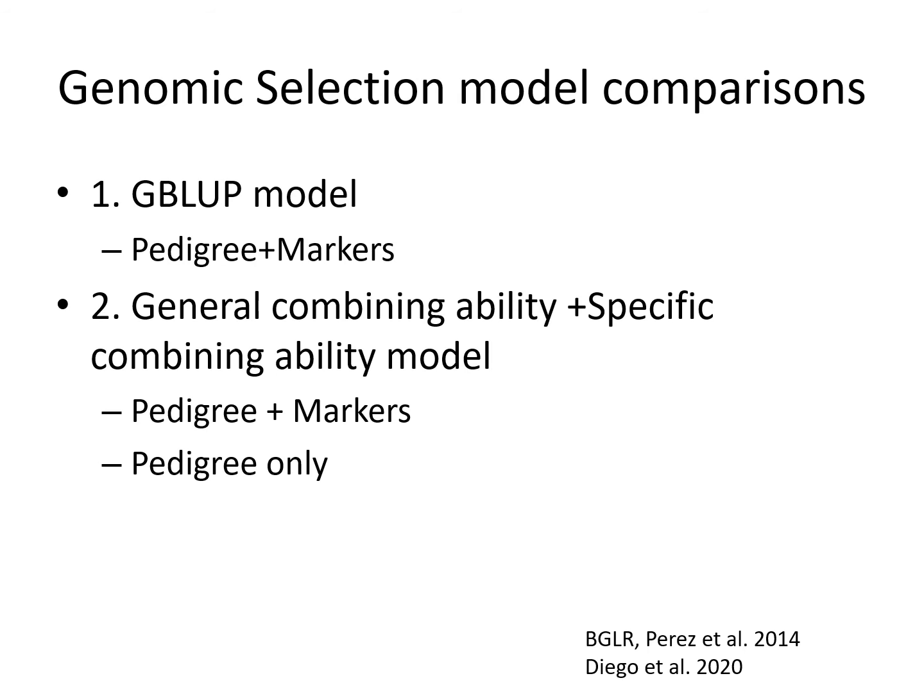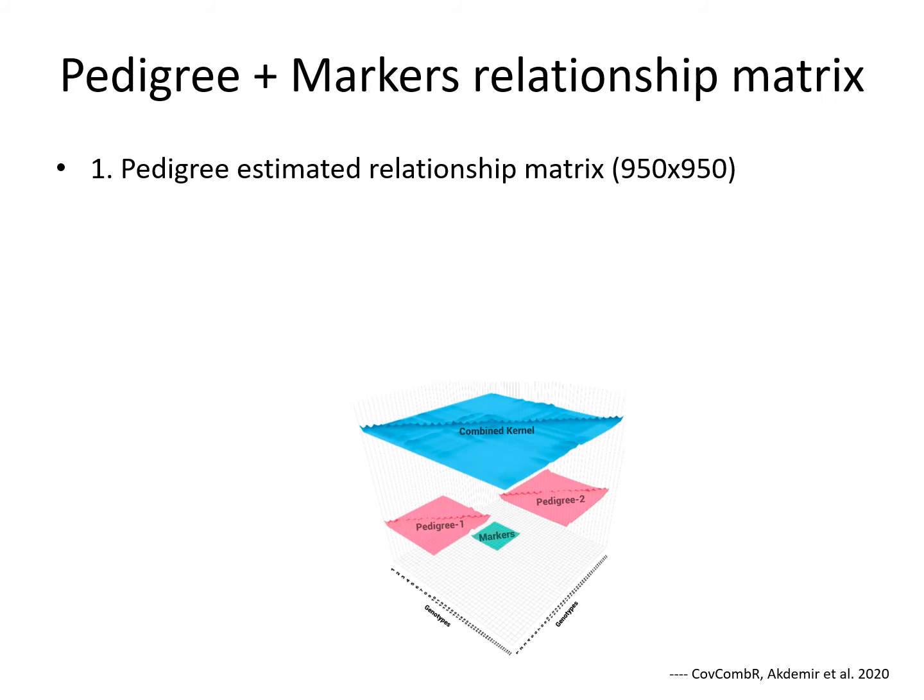We compared different models to test the genomic selection accuracy. The first one is the base model, GBLUP model. We used both pedigree and markers information. The second one is general combining ability and specific combining ability model that's constructed in BGLR. We compared using pedigree plus markers to construct the relationship matrix versus only using the pedigree.